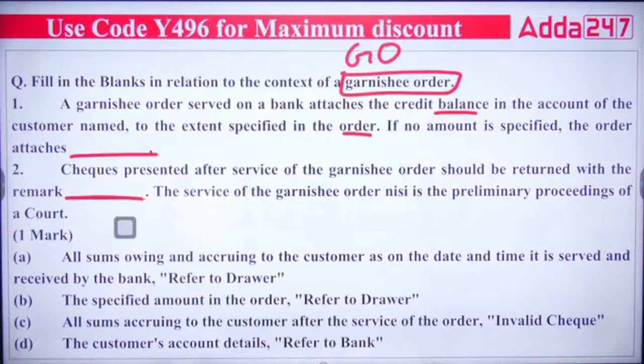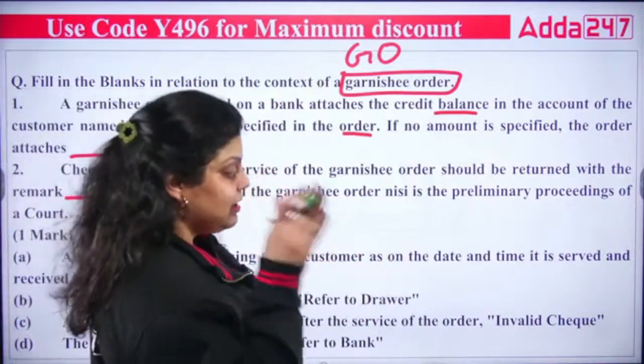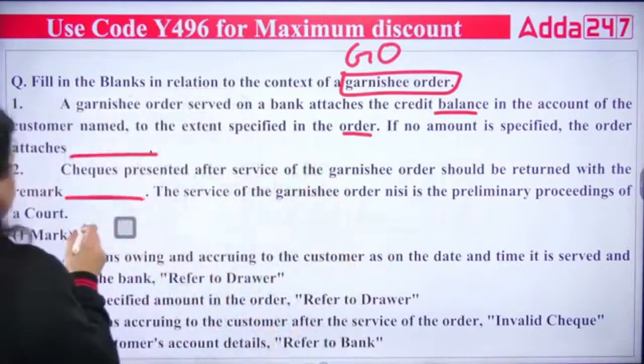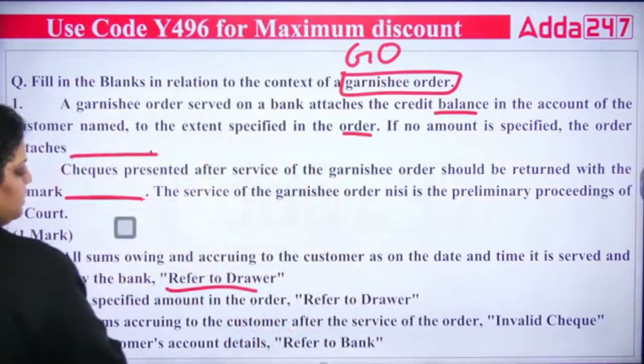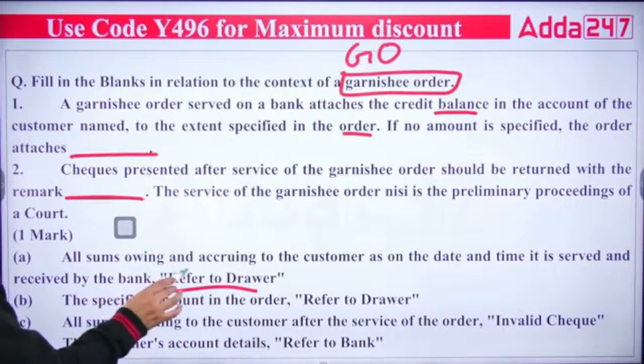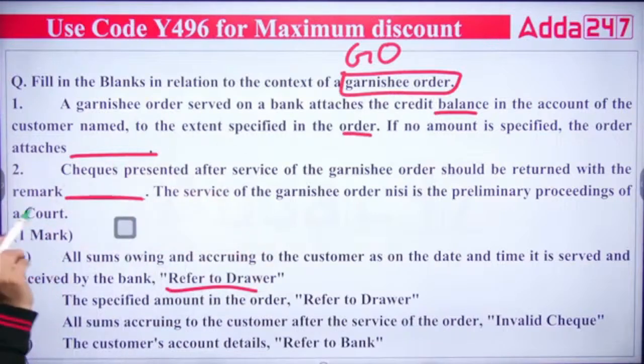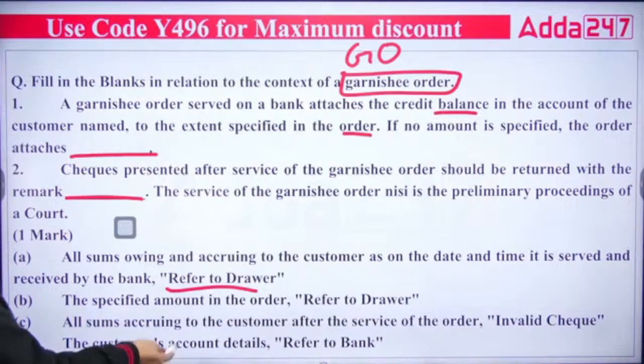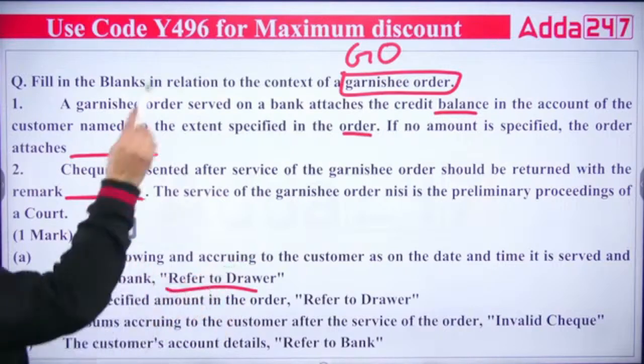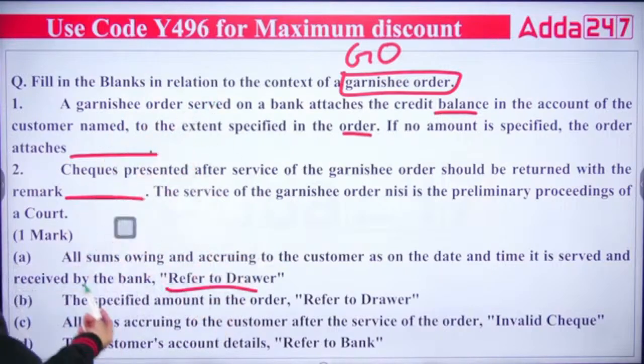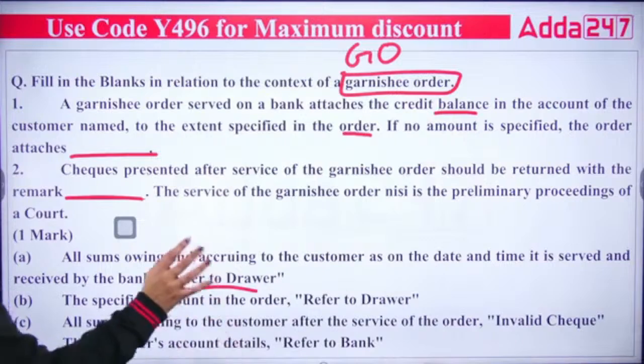First of all, the first option says all sums owing and accruing to the customer as on the date and time it is served and received by the bank, refer to drawer. Second, the specified amount in the order, and refer to drawer. Another says all sums accruing to the customer after the service of the order, and then invalid check. The last says the customer's account detail, refer to the bank.